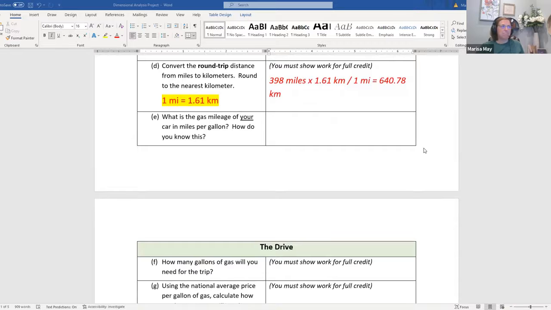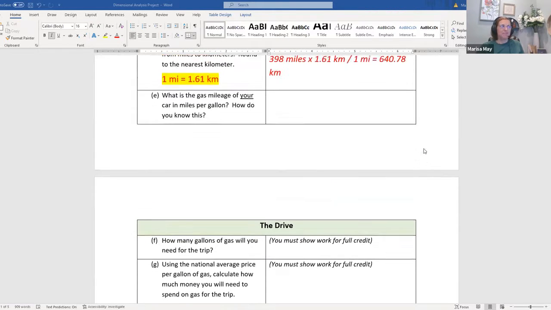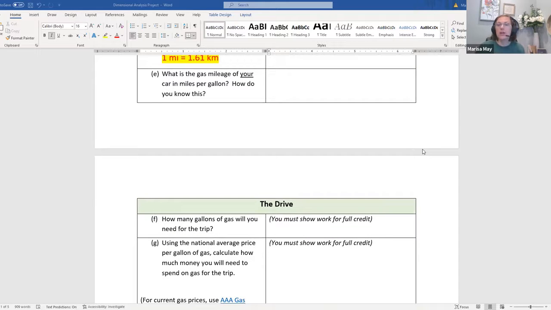Next piece. We're going to focus on E through G, okay? So E through G is what is the gas mileage on your car in miles per gallon, and how do you know this? Now, you probably have an idea of what your gas mileage is. I'm going to encourage you to go ahead and Google it. I literally said, what is the gas mileage for Toyota Tundra, which is the car I have right now, okay? I cringed, but I wanted to be able to say where I got it from. And so the website I got it from was fueleconomy.gov.